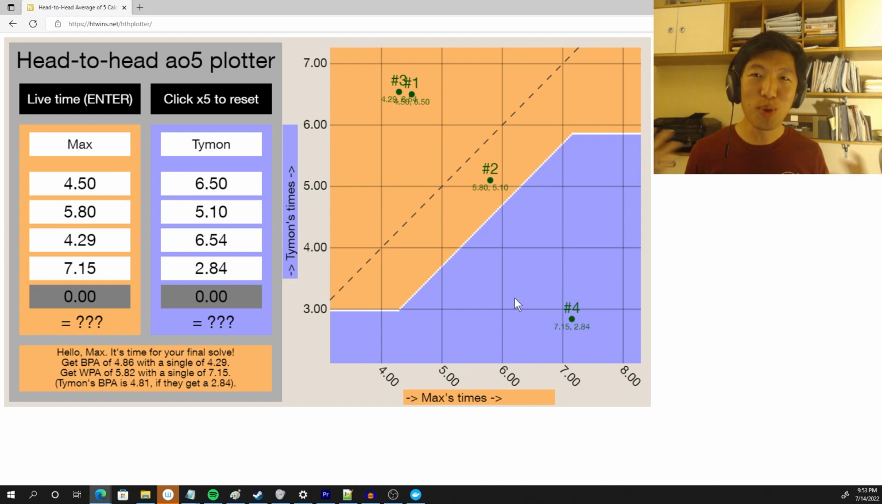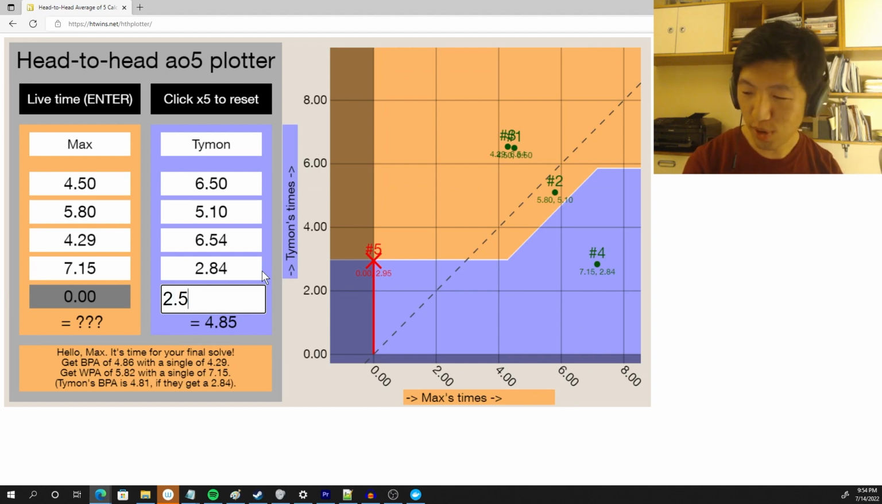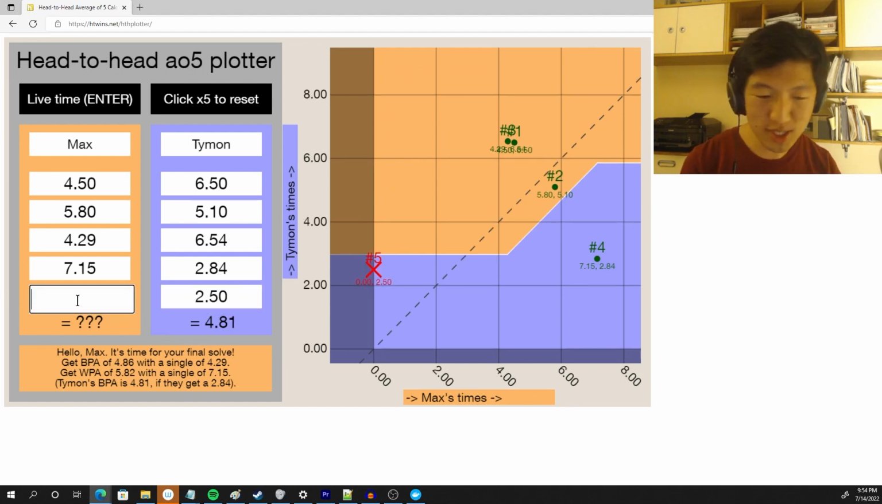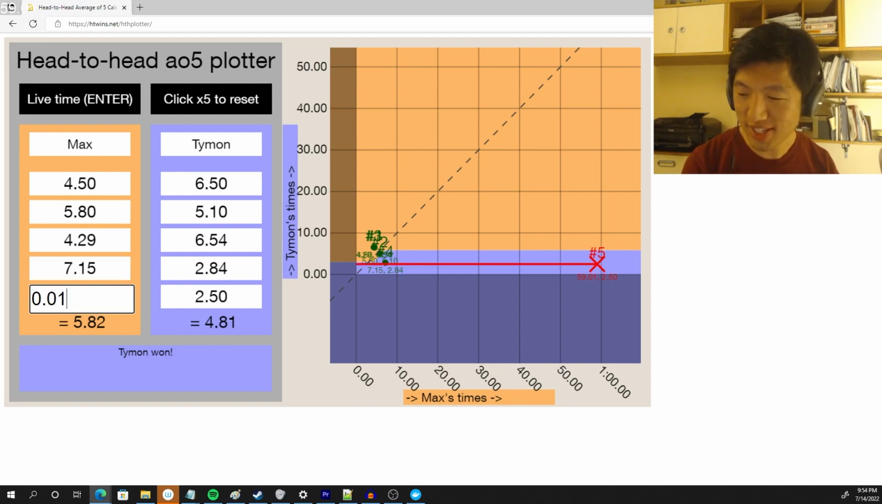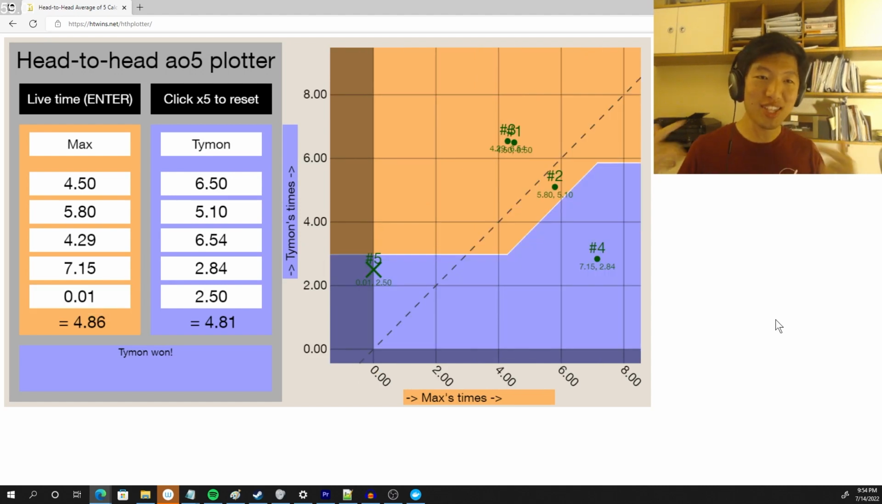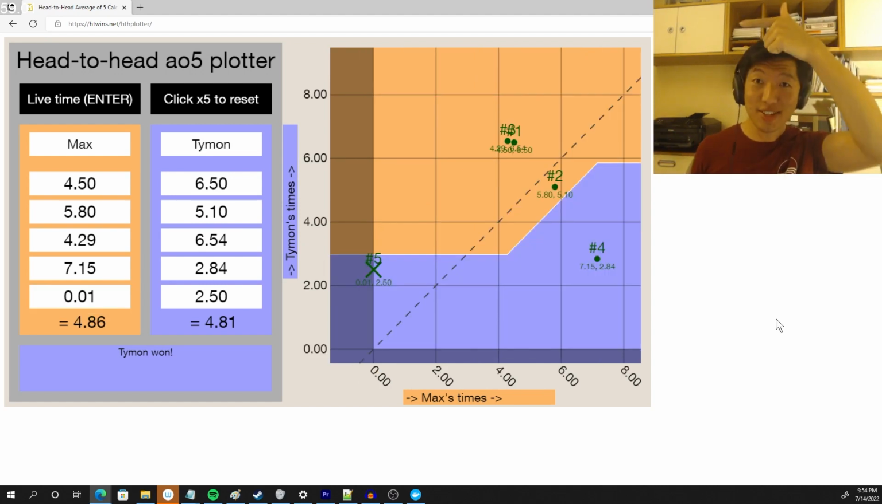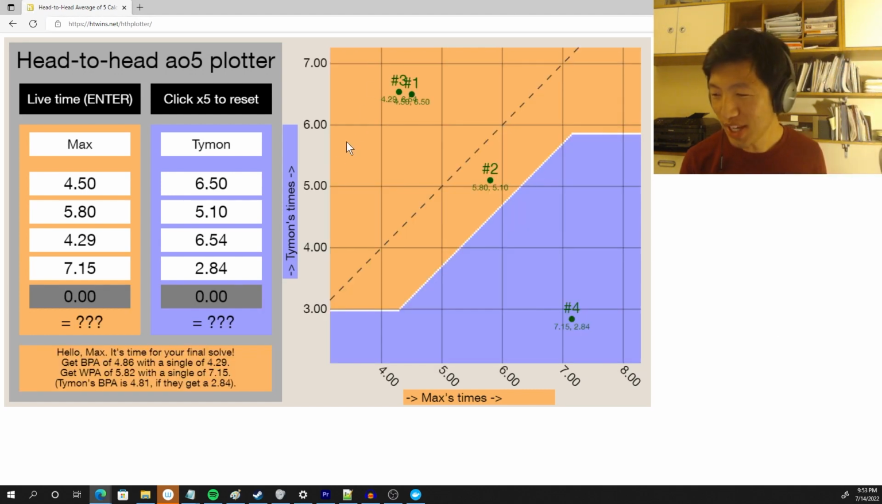So this means that if Timon thinks that, for whatever reason, he can secure a sub 3 for his final solve, it doesn't matter what in the world Max gets for his 5th solve either. Timon has secured a victory. For example, if Timon gets a 2.50, then if Max gets an extremely slow 59.01, then of course Timon wins the average. But even if Max gets an extremely fast 0.01 second solve, Timon still wins the average because the X is still in his blue region. It's only in this middle region between 3 and 5.8 that Max's times even matter.